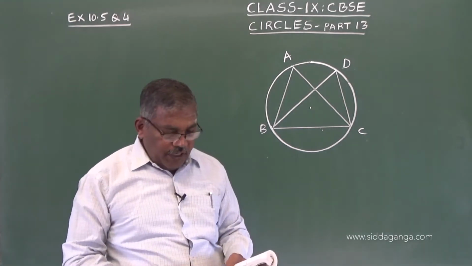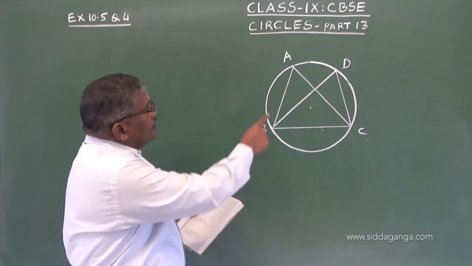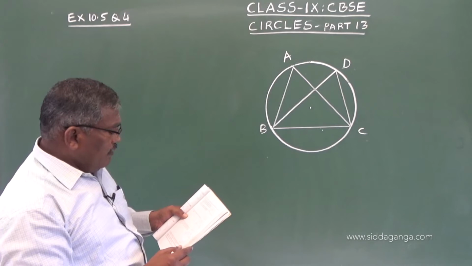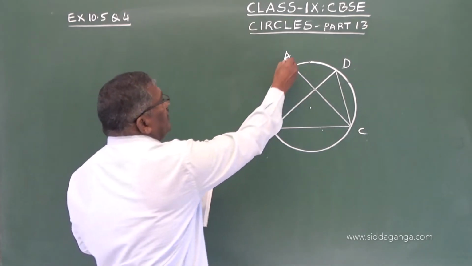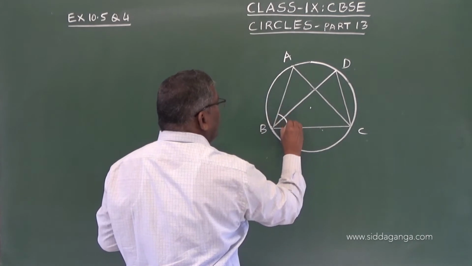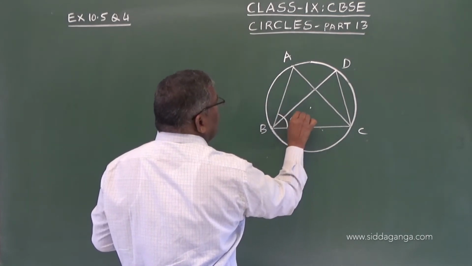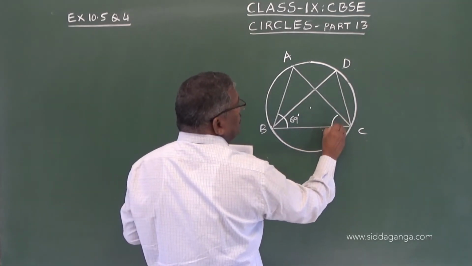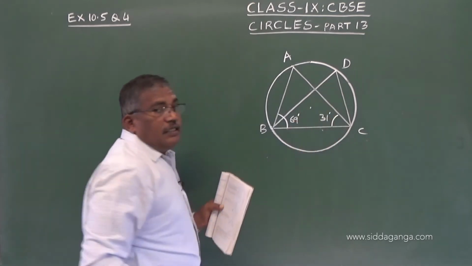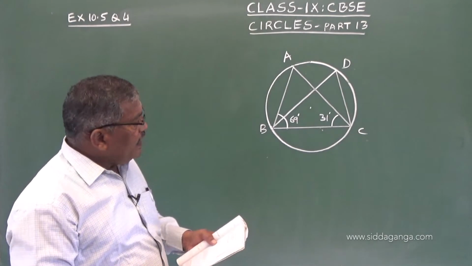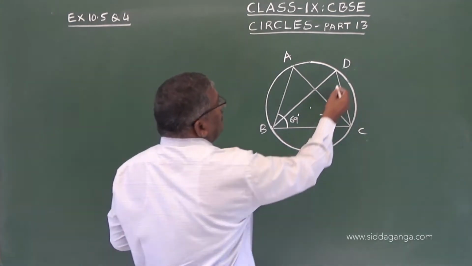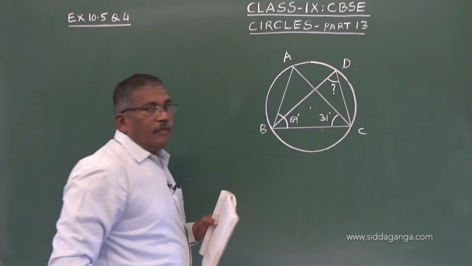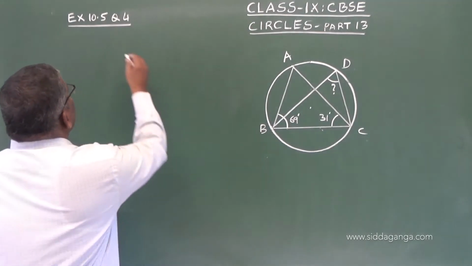Question number 4. Here a figure is given, you can see this figure. Angle ABC is given as 69 degree, and ACB is 31 degree. This is the given data. Now we have to find BDC. This angle we have to find out. This is the question.